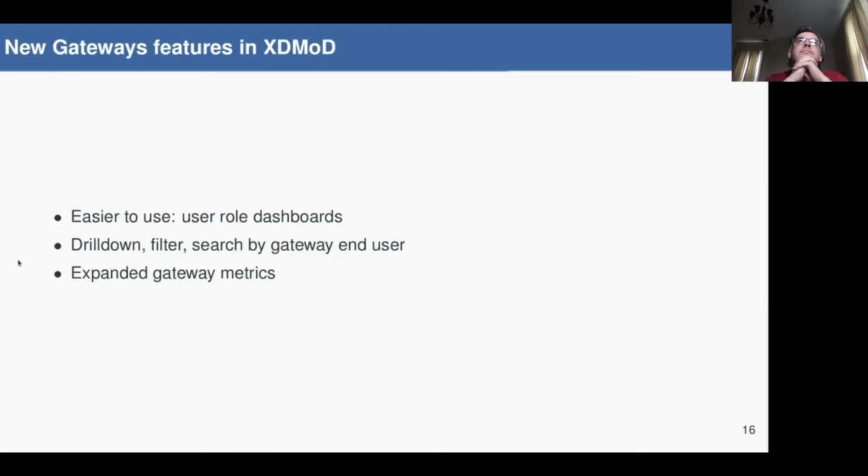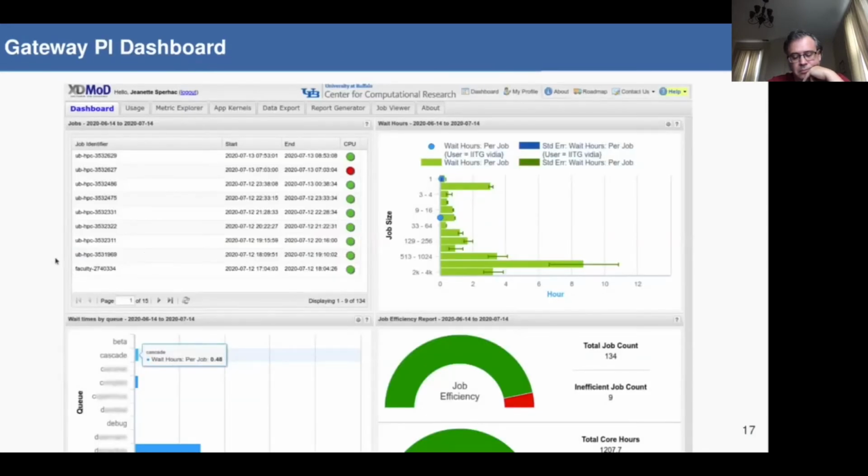Let's talk about those. First of all, we made it easier to use by rolling out user role dashboards across the board on XDMod. That's going to be especially helpful for gateway PIs, and I'll show you that in a moment. Furthermore, drill down filtering and search by gateway end user is much more in force, and we have new gateway metrics. So here's the Gateway PI dashboard.